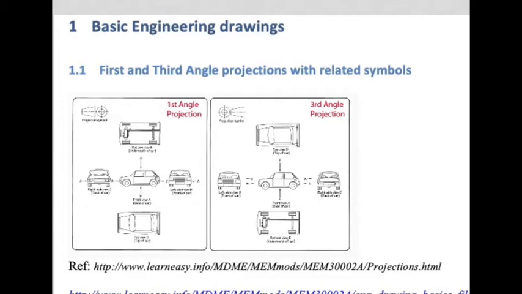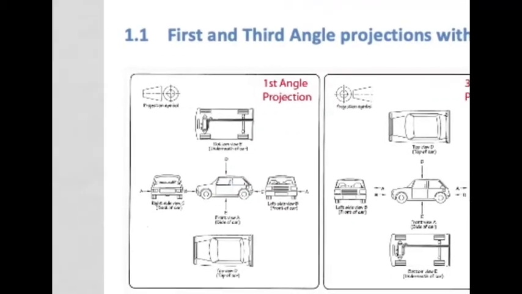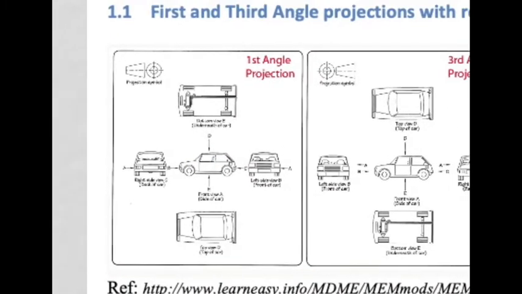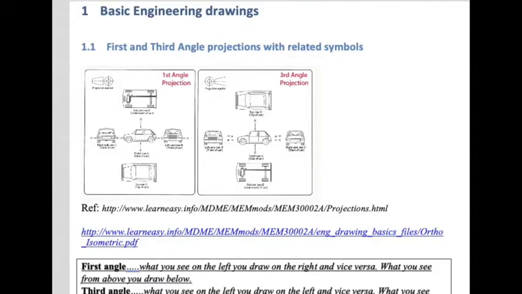Now, to describe how it works, we use the example of a small toy car, and we're going to start with the first angle projection. I want you to picture the little toy motor car placed on your desk such that you can see it the way it is drawn over here. In other words, you are looking at the left-hand side of the car. Now we start with first angle. For first angle, you need to memorize this little statement: what you see on the left, you draw on the right.